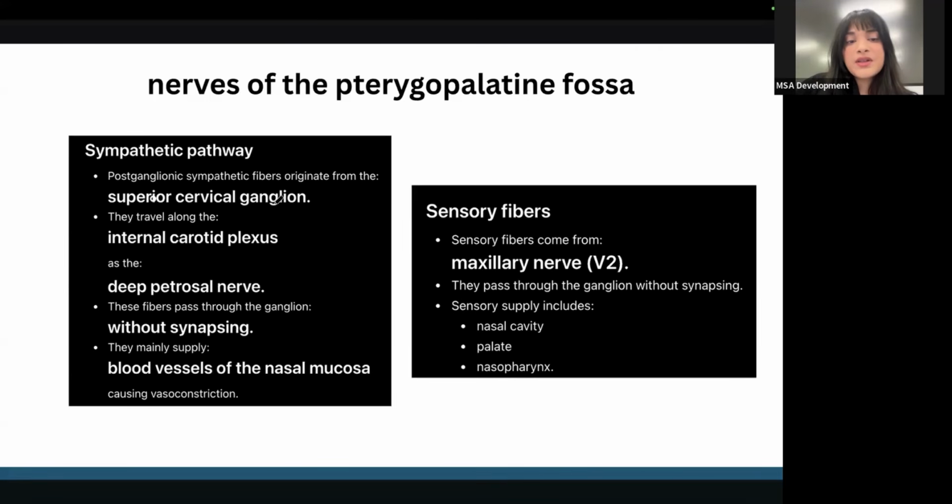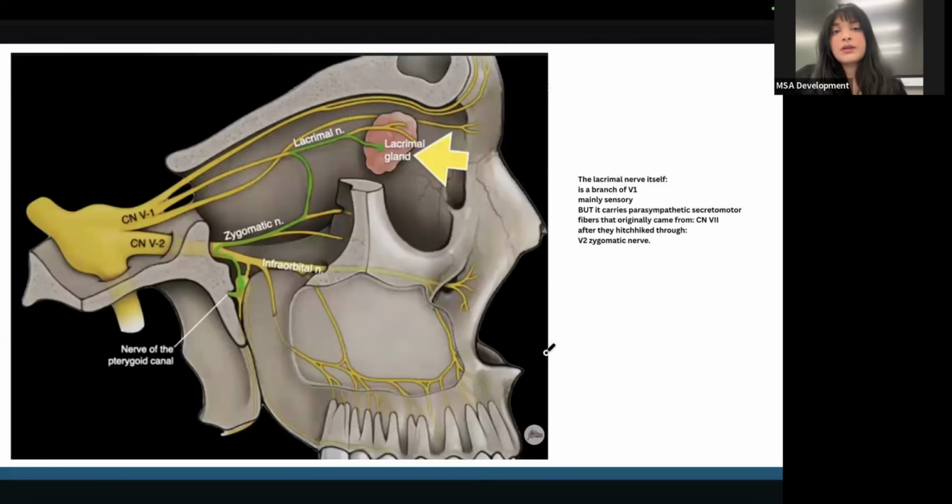Sympathetic pathways, superior cervical ganglion, internal carotid plexus, deep petrosal nerve, pass through the ganglion without synapsing and then supply the blood vessels. Sensory fibers, maxillary nerve, just supply the nasal cavity, palate, and nasopharynx. No synapsing here. Okay, this is what I said, summary.